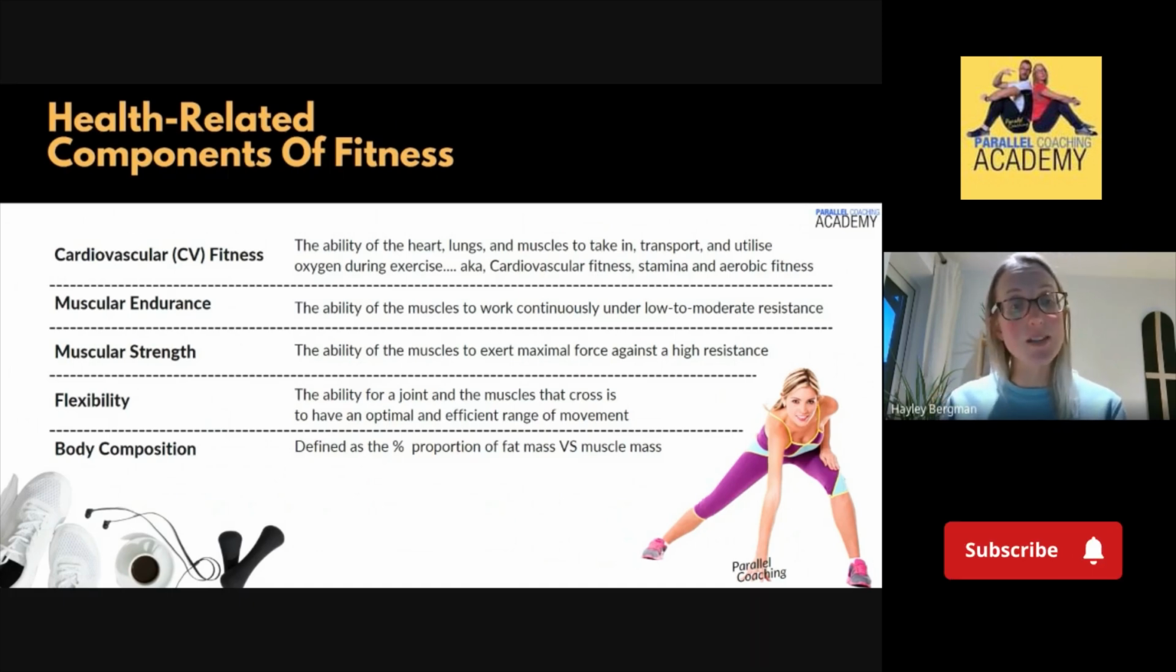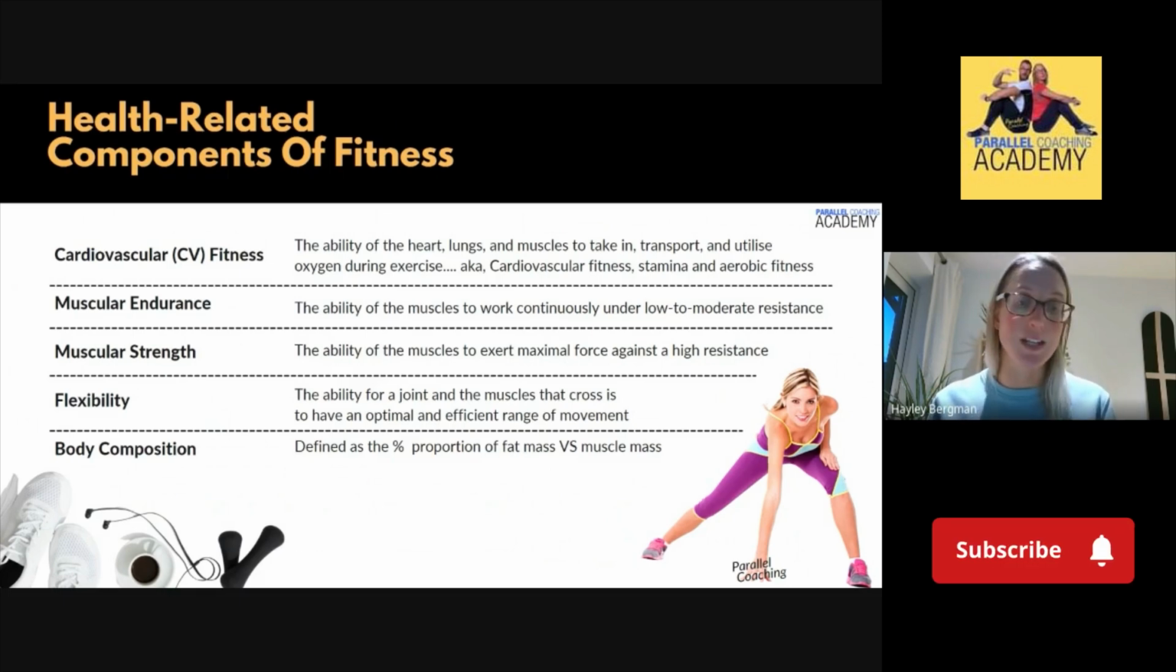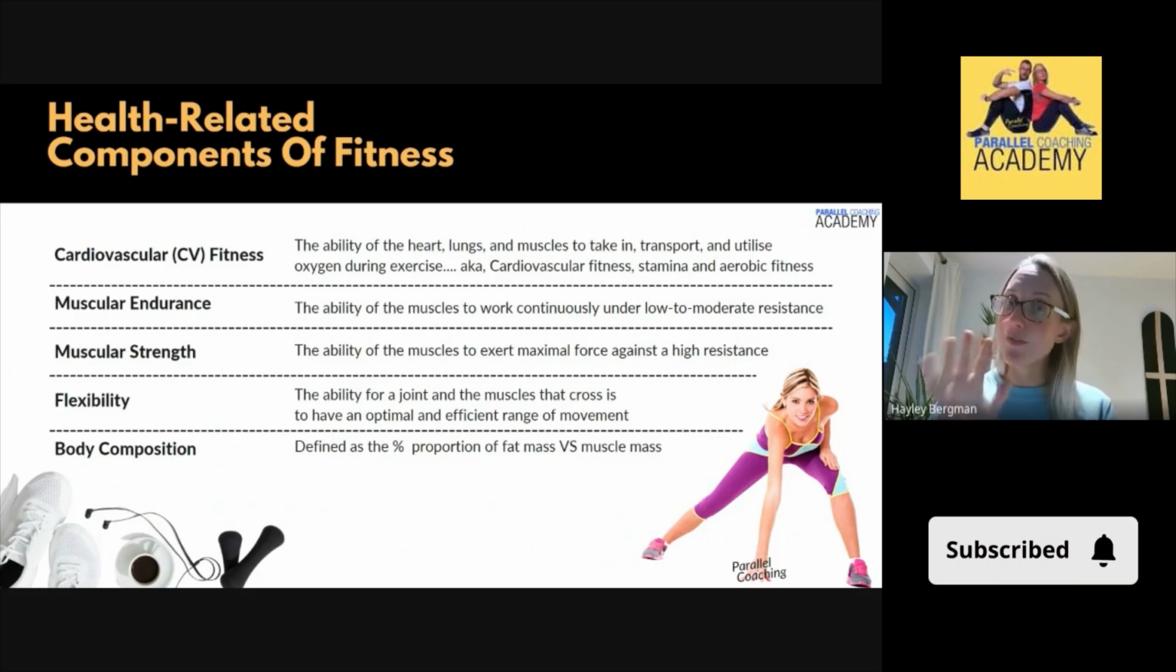And a good balance of this means that your clients are going to be in a position whereby they can perform better, not only in the other components of fitness, but they can perform better in their function and in their daily life.